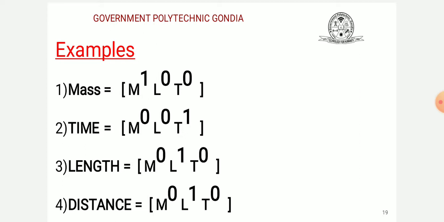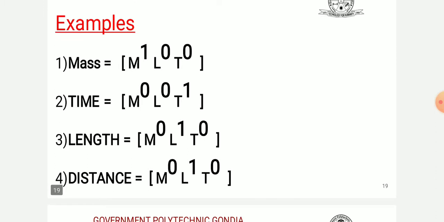Except these 7 quantities, all the remaining quantities are derived quantities. Suppose we can say area, volume, speed, force, pressure, momentum, these all are derived quantities. Okay, so now we will see the examples. The first example is mass. To express the mass using dimension, here we have to write only the notations of the fundamental quantities, in square brackets.